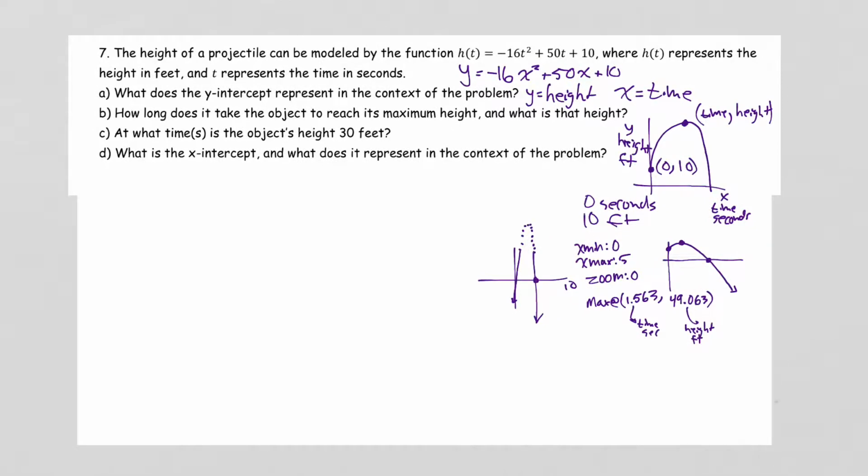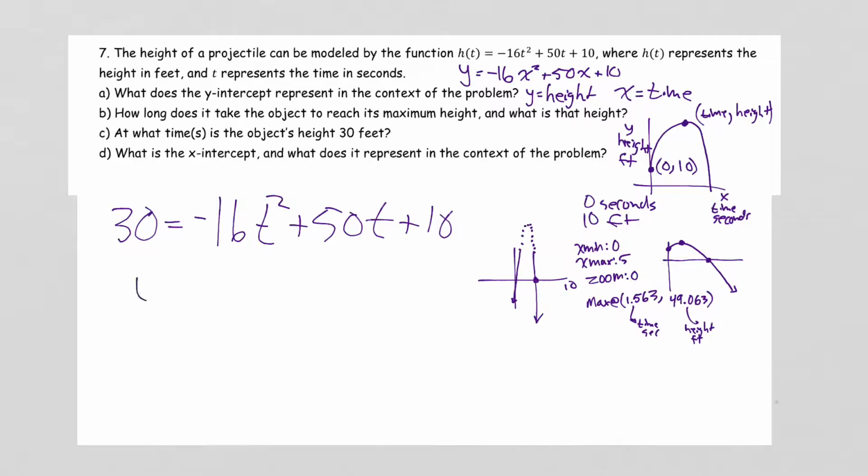Now, what time is the object's height 30 feet? Well, think about what that means. That's saying 30, the height, equals negative 16t squared plus 50t plus 10. So we could actually just solve this using the quadratic formula if you wanted to, but this is a calculator problem, so how I'm going to approach this problem is I've already entered my equation into y1.